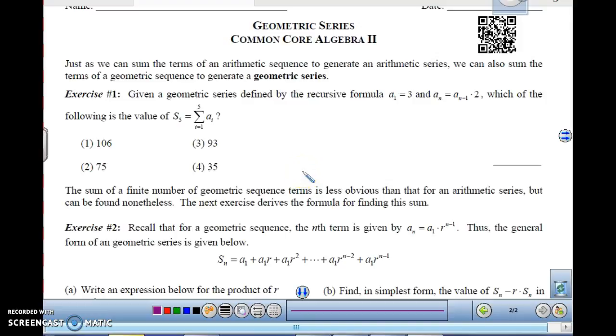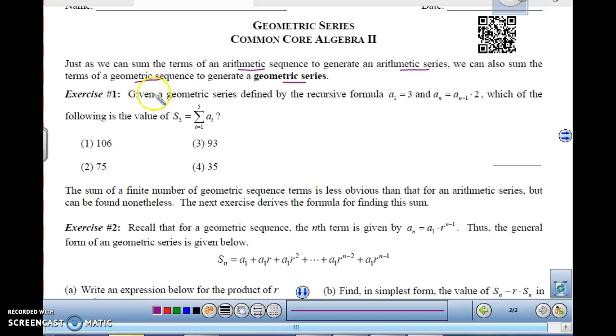This is Algebra 2, Unit 5, Lesson 5 on geometric series. Now, just as we can sum the terms of an arithmetic sequence to generate an arithmetic series, we can also sum the terms of a geometric sequence to generate a geometric series.